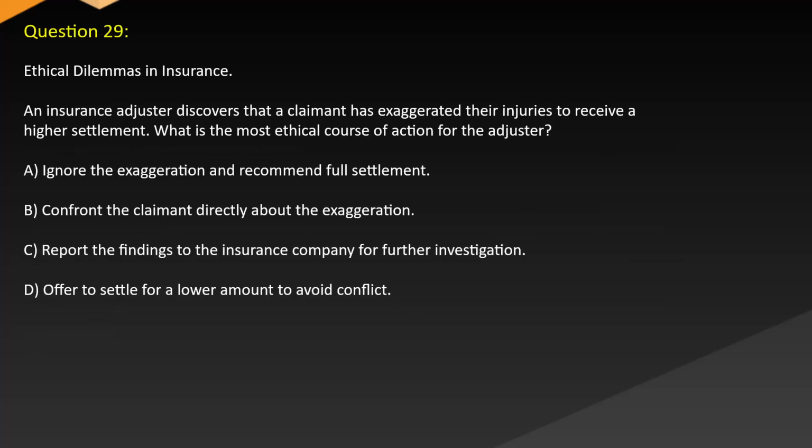Question 29. Ethical dilemmas in insurance. An insurance adjuster discovers that a claimant has exaggerated their injuries to receive a higher settlement. What is the most ethical course of action for the adjuster? A. Ignore the exaggeration and recommend full settlement. B. Confront the claimant directly about the exaggeration. C. Report the findings to the insurance company for further investigation. D. Offer to settle for a lower amount to avoid conflict.